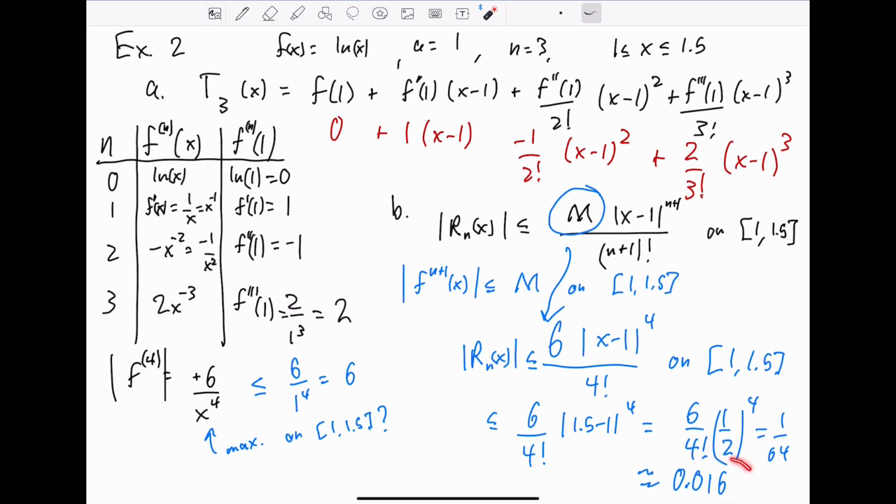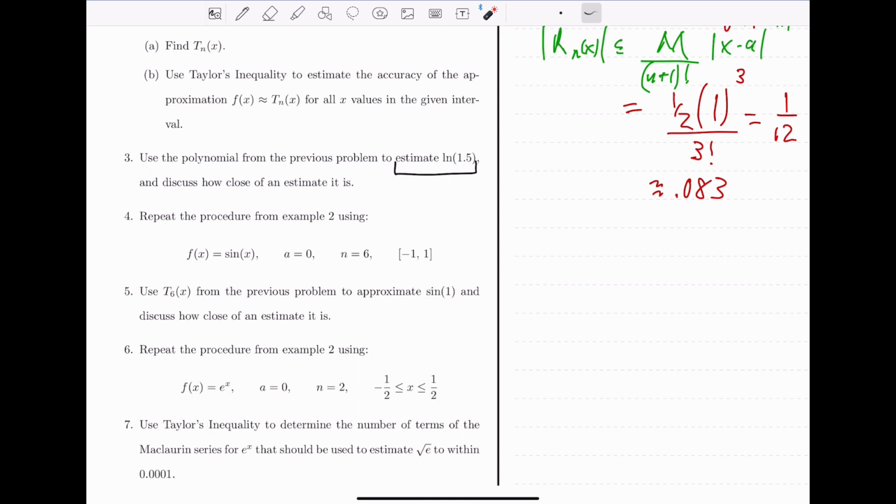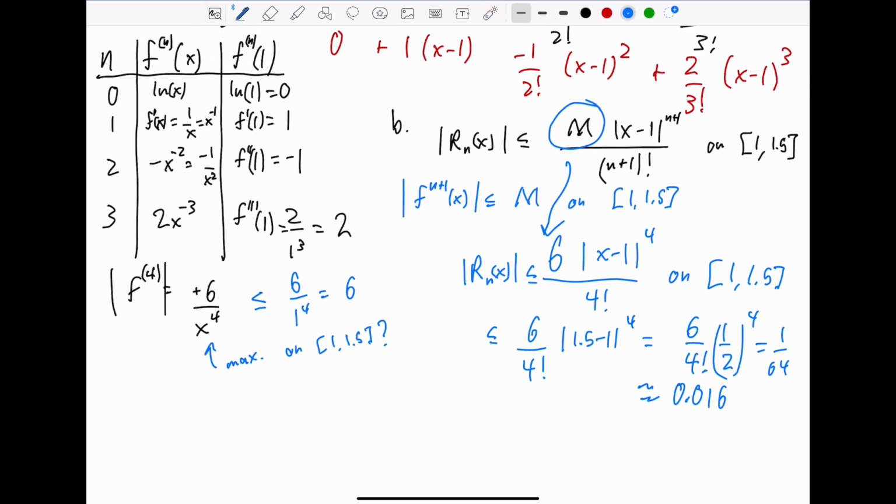Now that we've found an upper bound for the error of our polynomial approximation, let's take a look at example 3. In example 3, we want to use the degree 3 polynomial we just found to estimate natural log of 1.5. And we know how far off this will be. Worst case scenario, the most error that we have is 0.016. So when we approximate natural log of 1.5, we're going to be within 0.016 of the exact value. Let's estimate natural log of 1.5 using our Taylor polynomial.